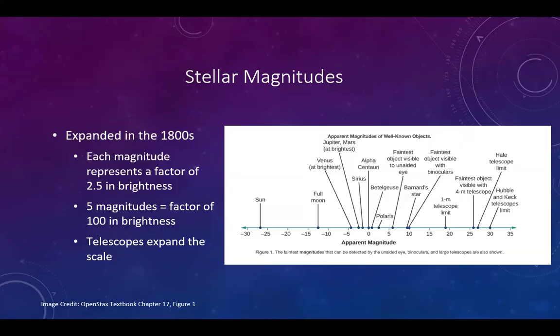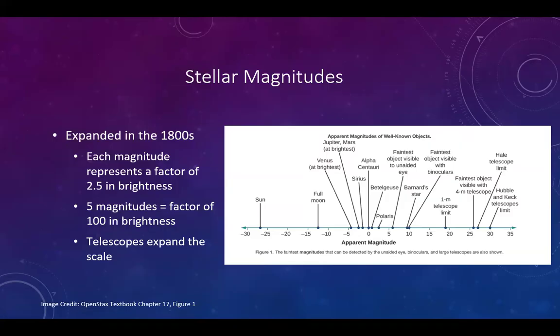Specifically, the system is that 5 magnitudes correspond to a factor of 100 in brightness. If you take 2.5 to the 5th power, you get something very close to 100. The system is based on the fact that 5 magnitudes correspond to a factor of 100 in brightness, because that goes from 1 to 6. That's where that 5 comes from, and that was about what you can see with the naked eye.